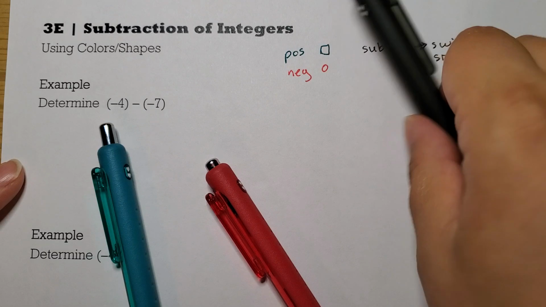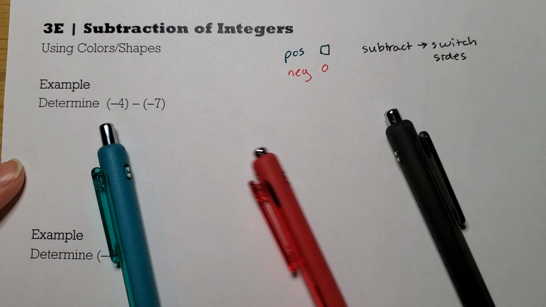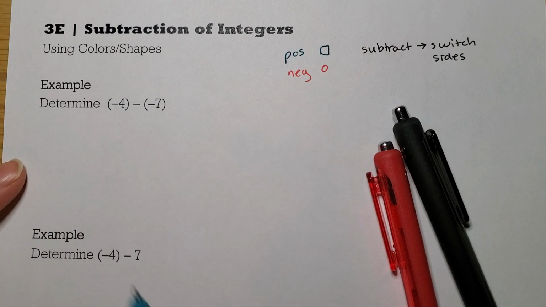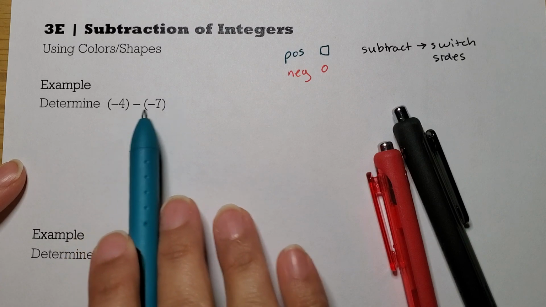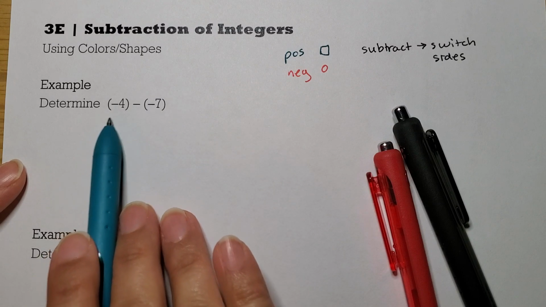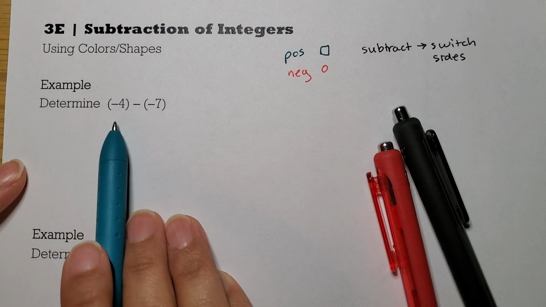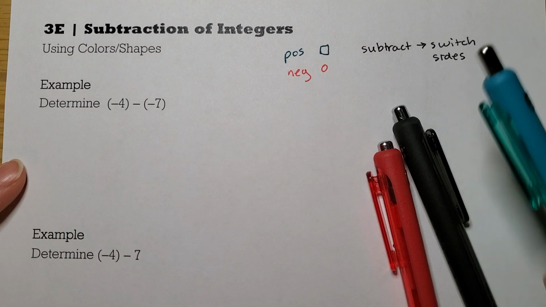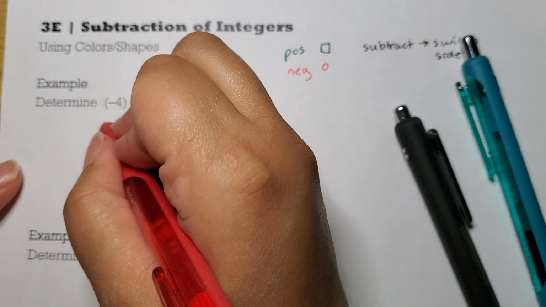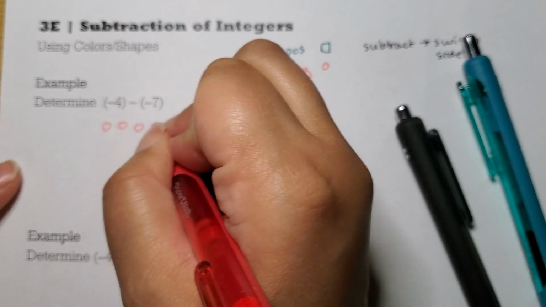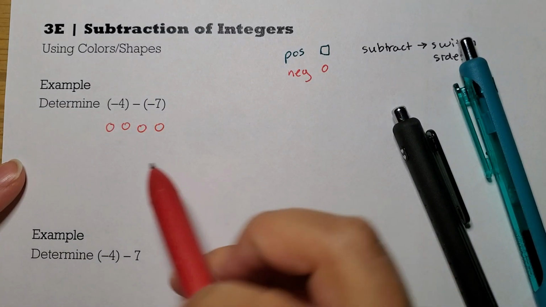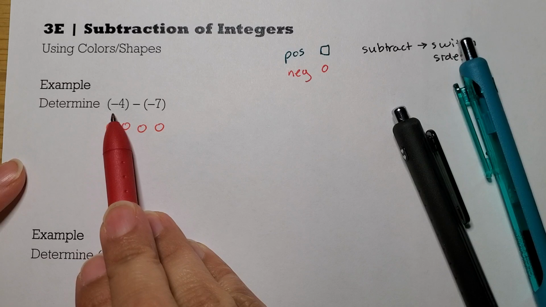So here's what that looks like. We're going to start out on this first example. We've got -4 minus -7. So you start out with the first team members. They are who they are. So in this case, we've got -4. So I'm going to draw out 1, 2, 3, 4 circles. So the first team is whoever it is.